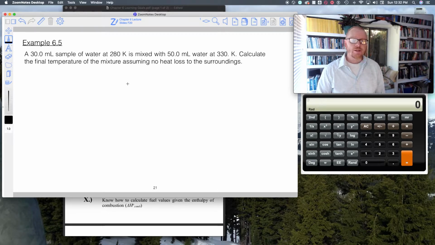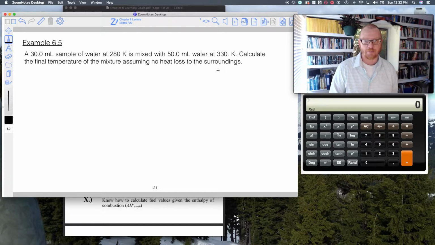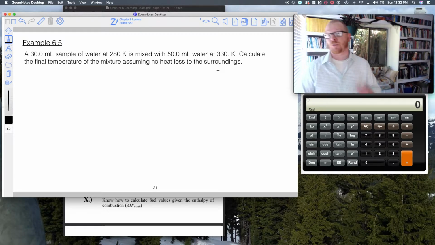So more heat capacity calculations, okay? So let's do another sample problem. A 30 milliliter sample of water at 280 Kelvin is mixed with a 50 milliliter sample of water at 330 Kelvin. Calculate the final temperature of the mixture, assuming no heat loss to the surroundings.